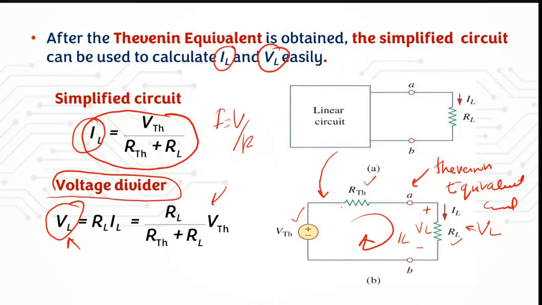If you have finished calculating the VTH and RTH, you can get this Thevenin equivalent circuit, and from this circuit you can calculate these two values, the load current and the load voltage.